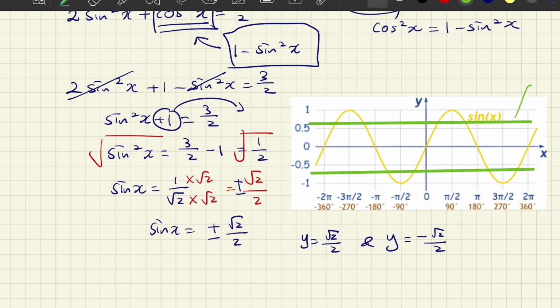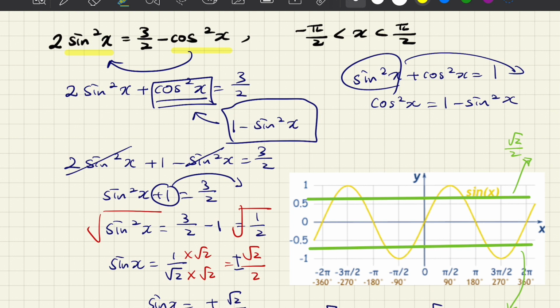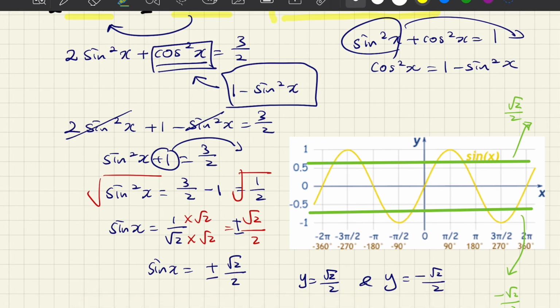The top green line is the square root 2 over 2 line, and the bottom one is the negative square root 2 over 2 line. We know that the x value has a range: it needs to be between negative pi over 2 and pi over 2. That means the values we are looking for are between this line, which is negative pi over 2, and pi over 2. So you can see that there are only two answers possible, one here, another here, right?